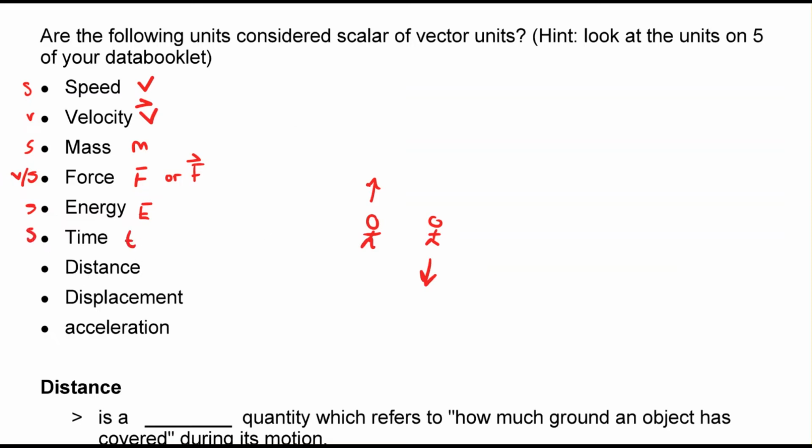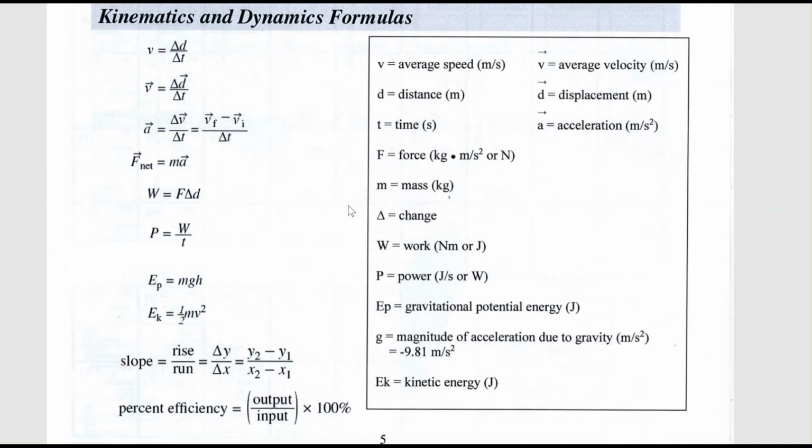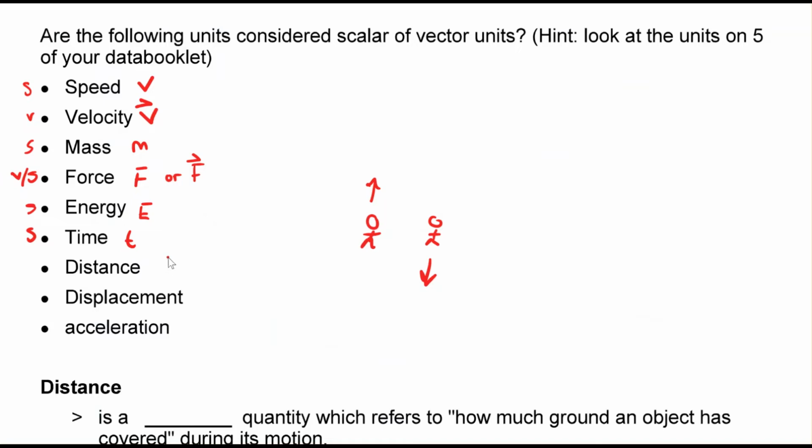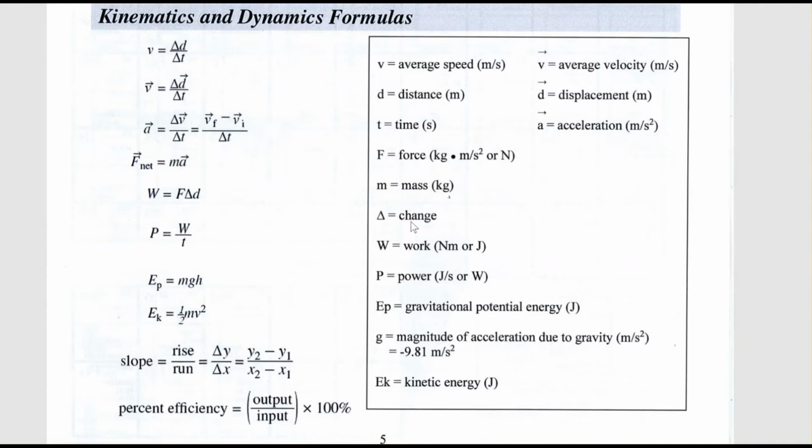Now here we go. This is what today is all about. Distance versus displacement. When I look at this, distance, no arrow. Distance is a scalar. So we can use d or delta d. And then displacement with an arrow on top, that is a vector. And then lastly, acceleration. Acceleration is with an arrow on top.